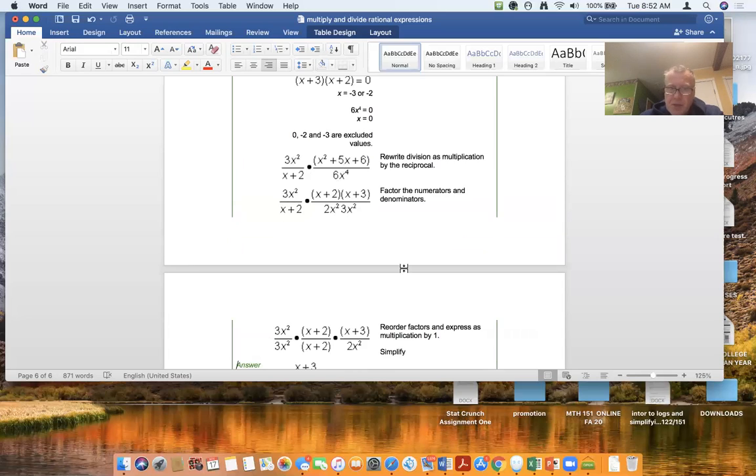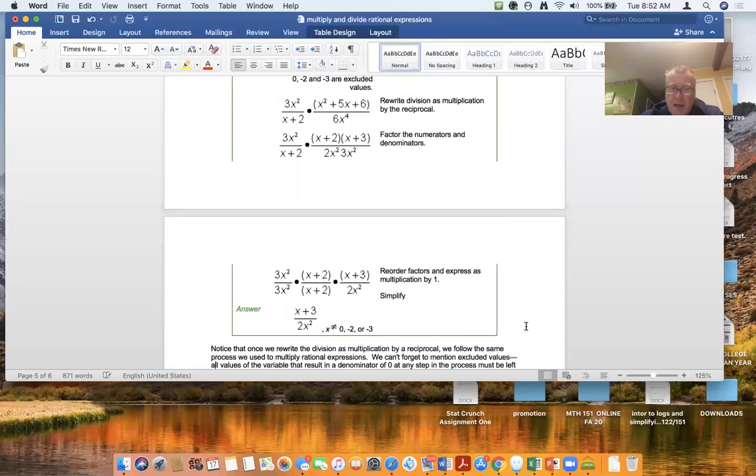Okay. So let's see what divides out. So I have a 3x squared down here, dividing with a 3x squared up here. And that's going to cancel off. I have an x plus 2 here, dividing with an x plus 2 here. That's going to cancel off. That leaves things that don't cancel off, x plus 3 and 2x squared. And that's our final answer.